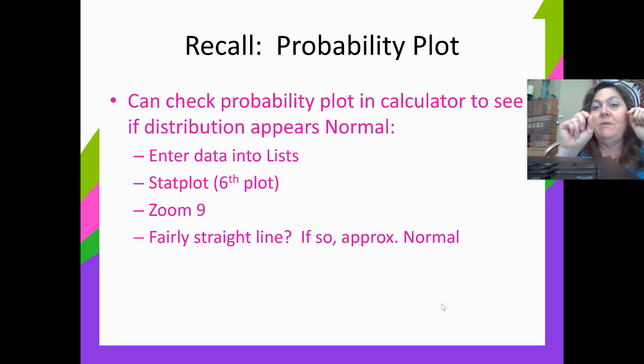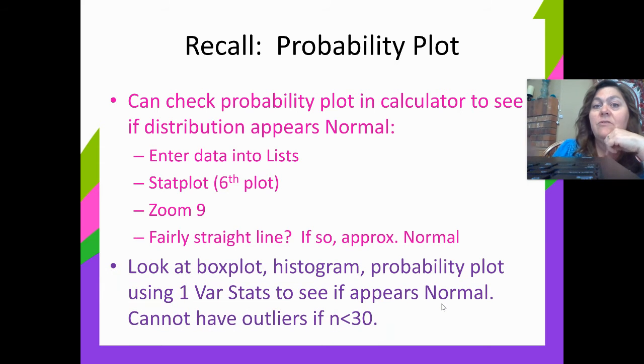You'll have to put that on your paper, a little sketch of your plot, just what it looks like, and say, based on my probability plot, they're fairly linear, so we can assume normality. You can also look at a box plot, histogram, probability plot, using your 1-var stats to just see if it appears normal. Other graphs can give you some idea.